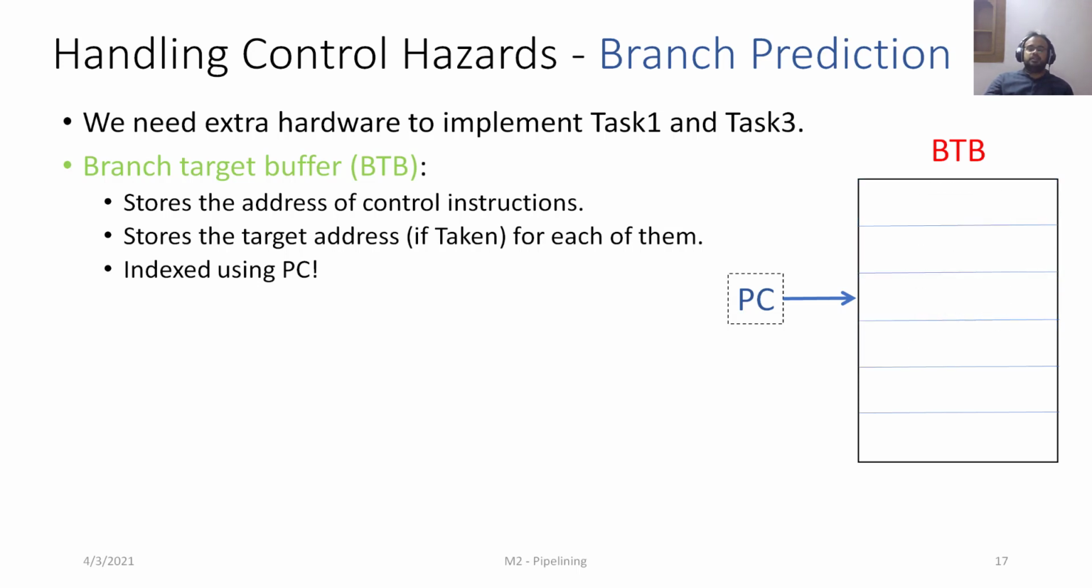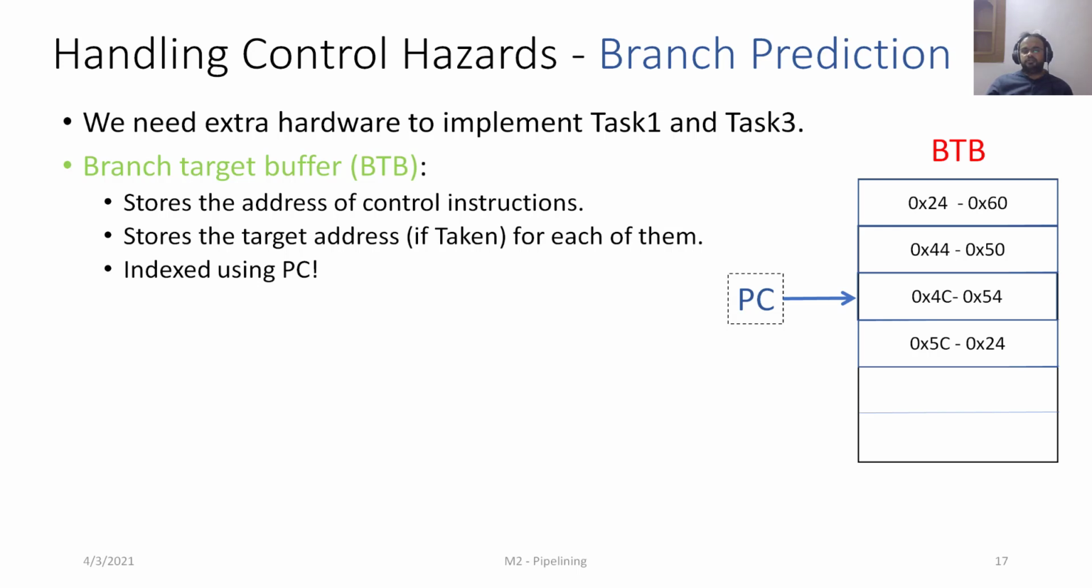We replace them with the actual addresses, which is 0x24 is the address of the first BEQ instruction and its target is 0x60. 0x44 was the address of the second branch instruction and its target was 0x50. 0x4c was the address of JL and it would go to 0x54, and 0x5c was the address of the fourth control instruction, which is again JL, and it would go to 0x24. This was for the sample program we took.